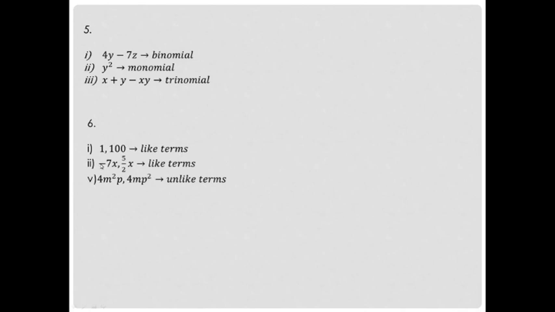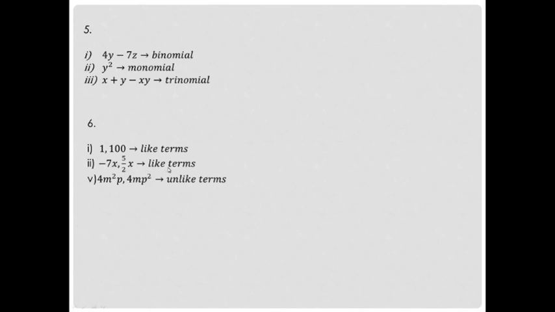And secondly, here we have minus 7x and 5 by 2x. Minus 7x has x, and x is there here too. So even though the coefficients are different, minus 7 and 5 by 2, the variables are the same. So here we have like terms.